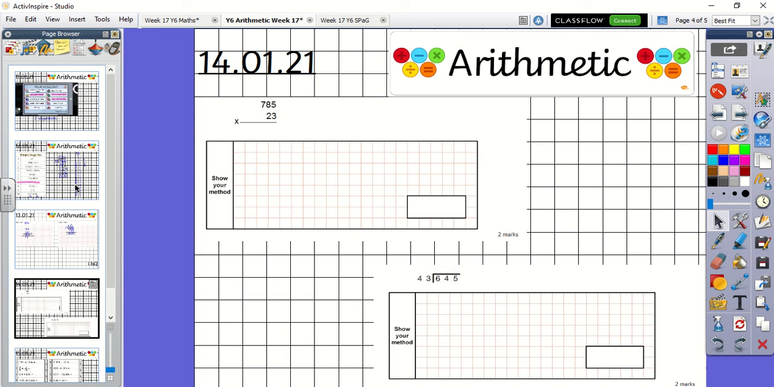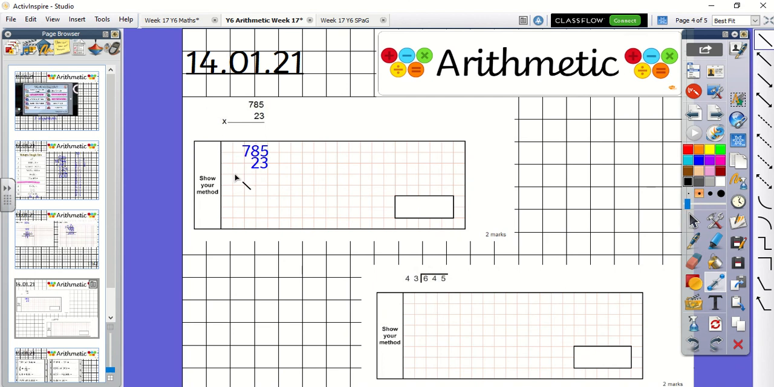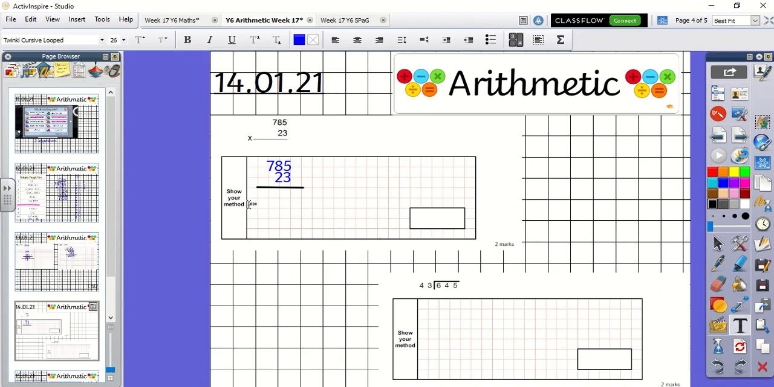Okay, so we're going to do 785 times 23 today. Here we go. So 785, and we are multiplying that by 23. So this is long multiplication. So you will need to show your working out for this one. Okay, so we start off with our ones column. So looking at this one, 5 times 3 is 15, so I'm going to put my 5 in.